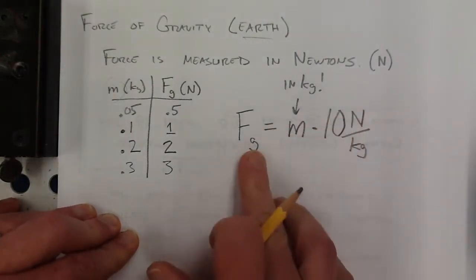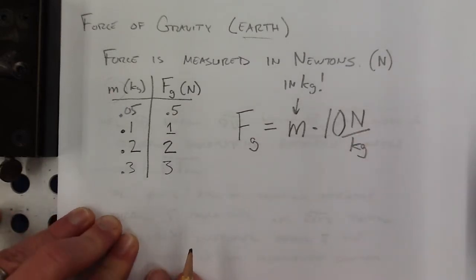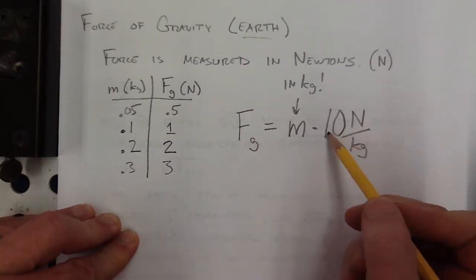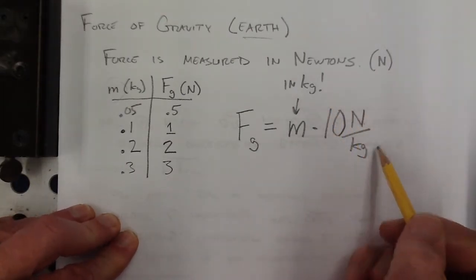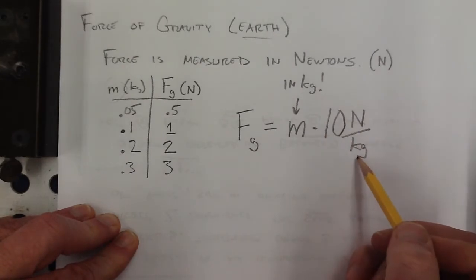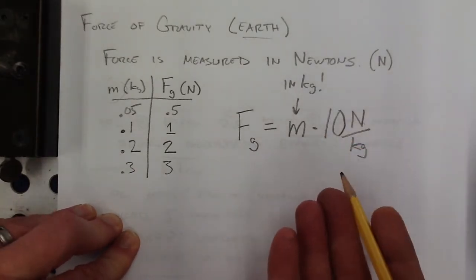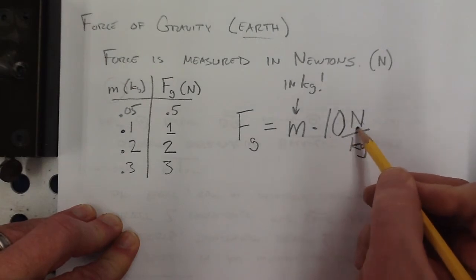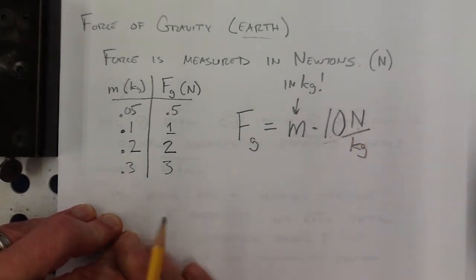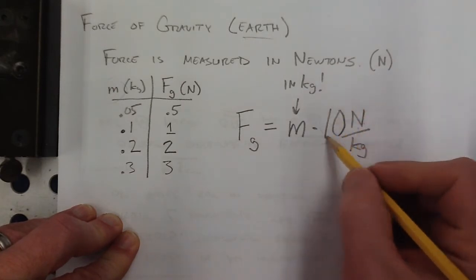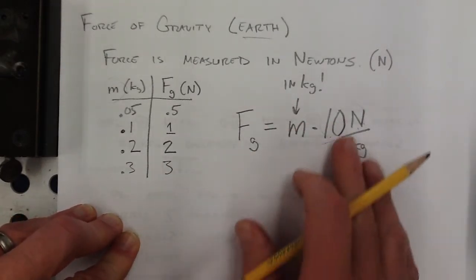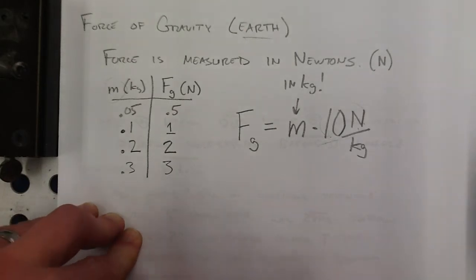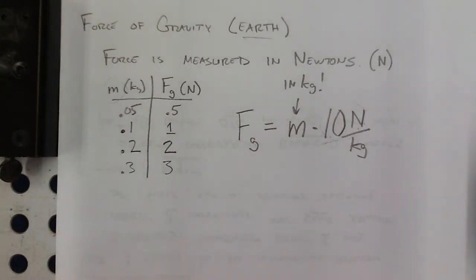Of course, when you're just using the numbers, you don't really have to think about those units all the time. But if you were going to think about those units, 10 newtons per kilogram, this is like the strength of the gravitational field around here at the surface of the planet Earth. How strong is gravity here? Well, you get 10 newtons of force per every kilogram of mass that you have. You got 100 kilograms, you're going to get 1,000 newtons of force. You got 10 kilograms, you're going to get 100 newtons of force, and so on. So that's how you do it.